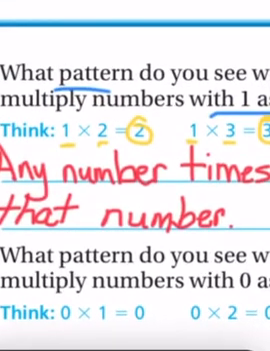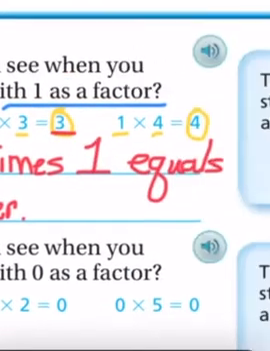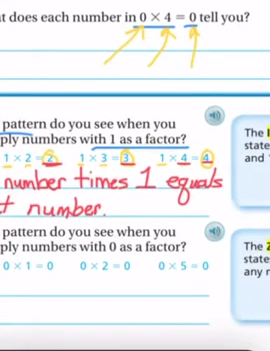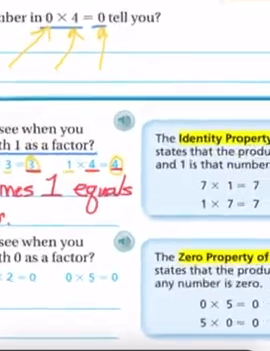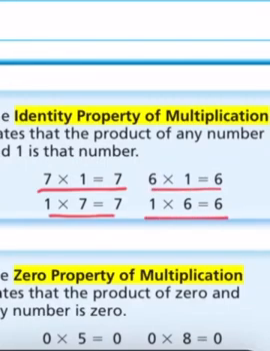If I take 2 and multiply it times 1, I get 2. If I take 3, multiply it times 1, I get 3. 4 times 1 equals 4. If I had 1 billion and I multiply it times 1, I get 1 billion. If I have negative 976 and I multiply it times 1, I get negative 976. So whatever number you start with and you multiply it times 1, that's the number you get. Here are some other examples. 7 times 1, 1 times 7, 1 times 6, and 6 times 1.